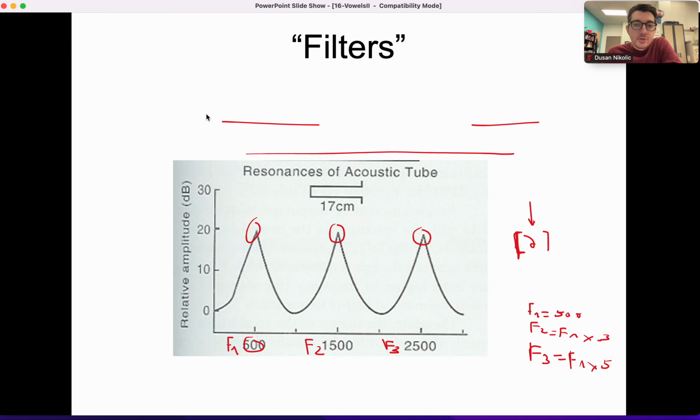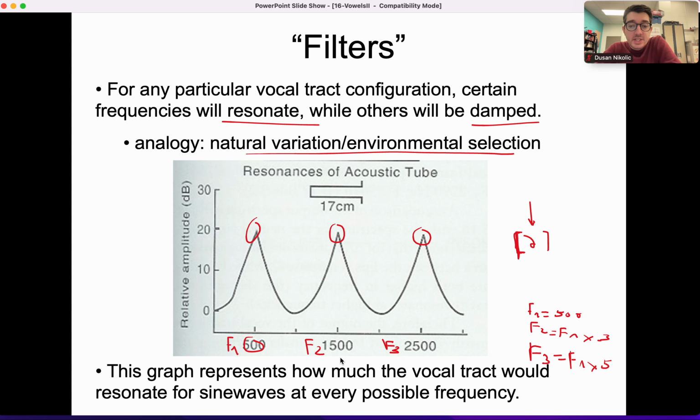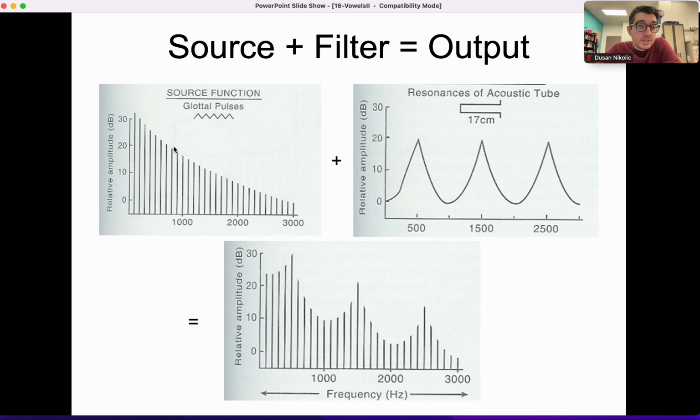So the graph represents how much the vocal tract would resonate for sine waves at every possible frequency. The output of the source plus filter is something like this, right? So we have a source function, or glottal pulses, or our harmonics, and they are at certain amplitude, certain decibels, certain loudness. They are also at certain frequencies, right?